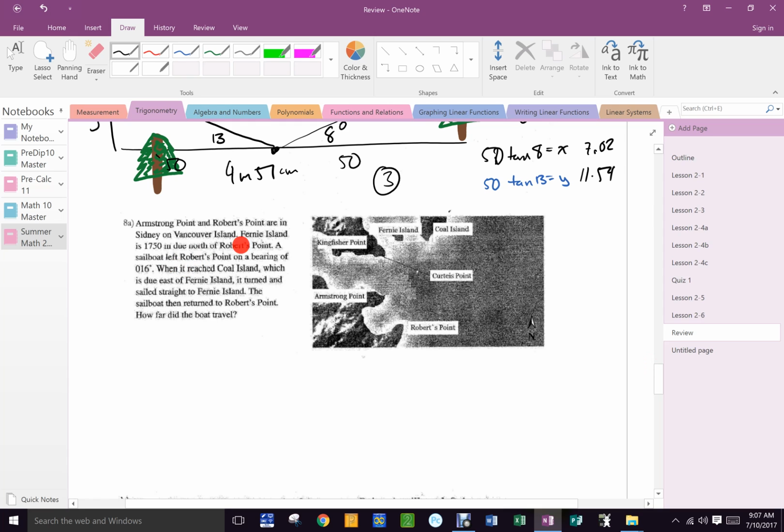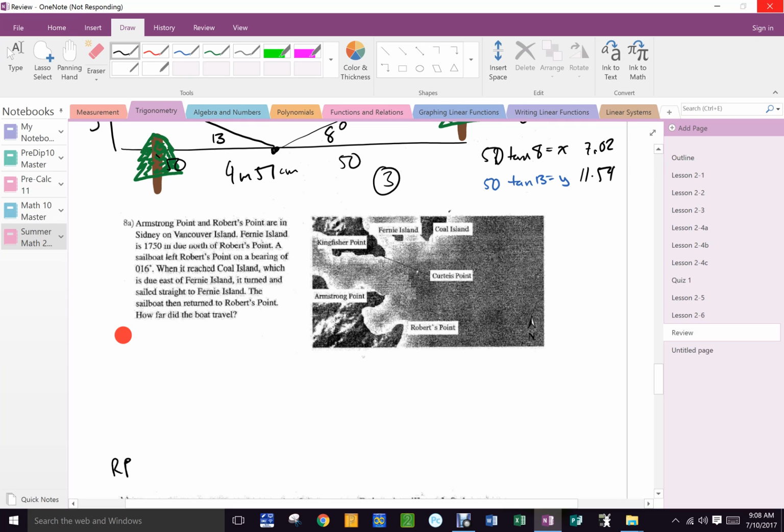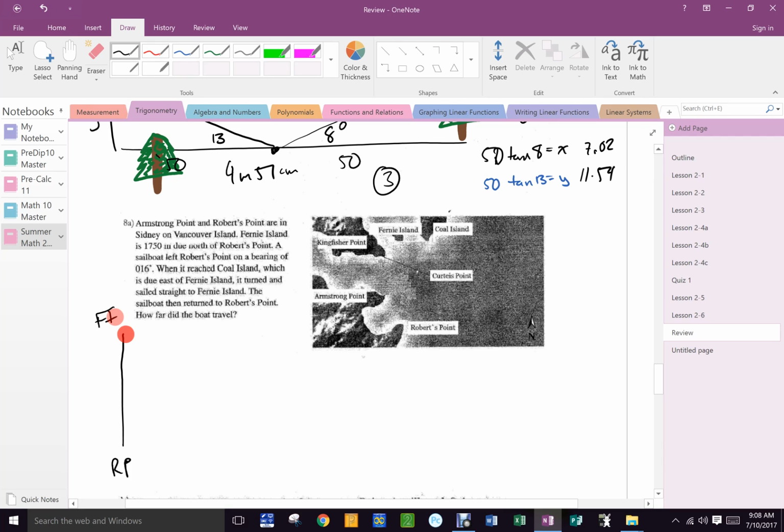All right. This question is tough. Remember a few pages ago we talked about angles in the real world, right? You had to know that to do this. Armstrong Point, Roberts Point, Fernie Island. Fernie Island is 1750 north of Roberts Point. On a map, where's north? Straight up and down, yes? So here is Roberts Point, RP, and if I go straight north, I hit Fernie Island, correct? There it is, Fernie Island. And how far away is that? 1750. Says so right in the question.